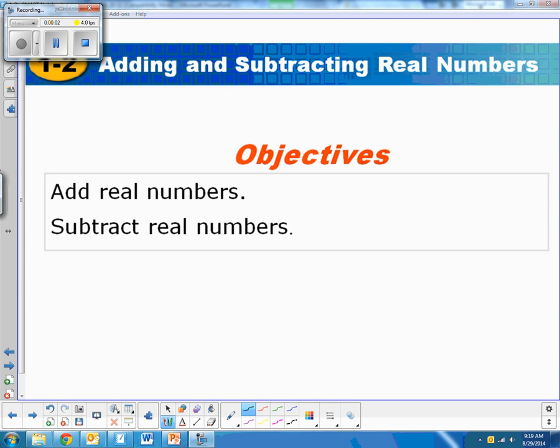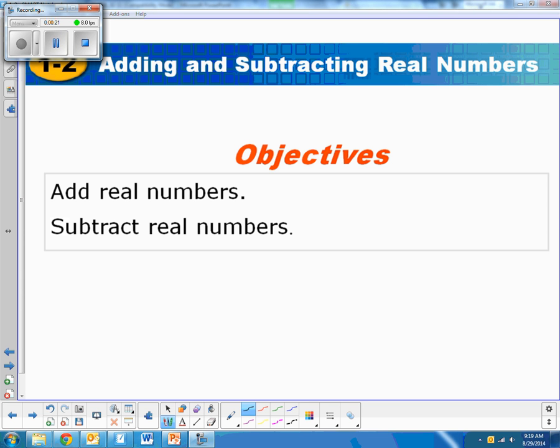All right, this is the second section of Chapter 1, adding and subtracting real numbers. So our objectives for this chapter are going to be adding real numbers and subtracting real numbers. You might be wondering, why real? I mean, are there numbers that aren't real? And the answer is, yeah, actually there are. There are numbers that are not real.